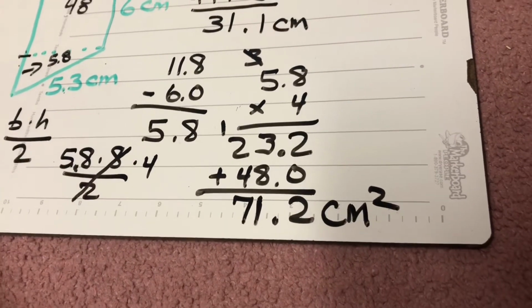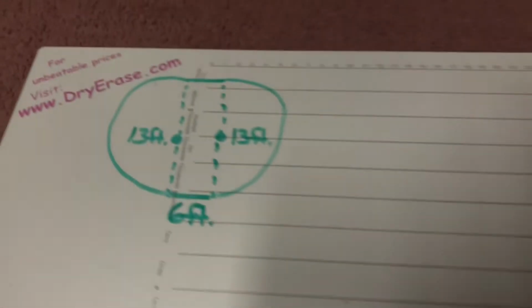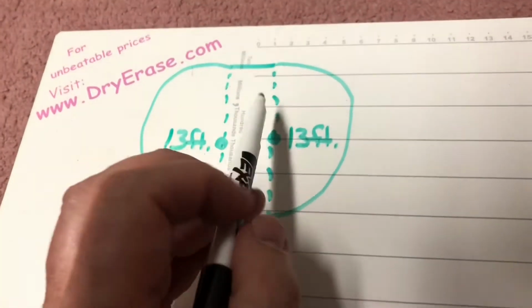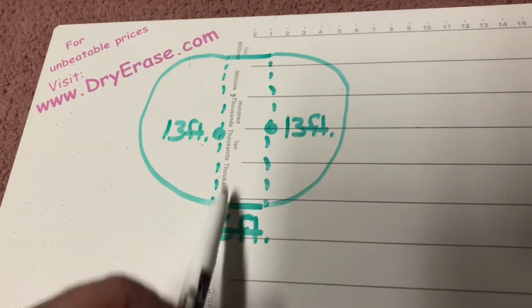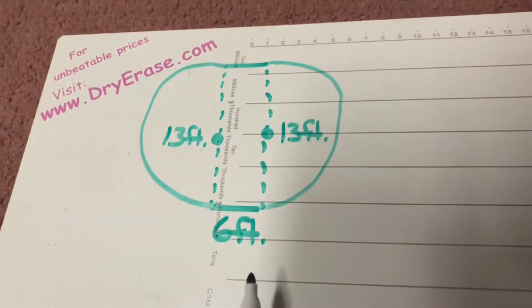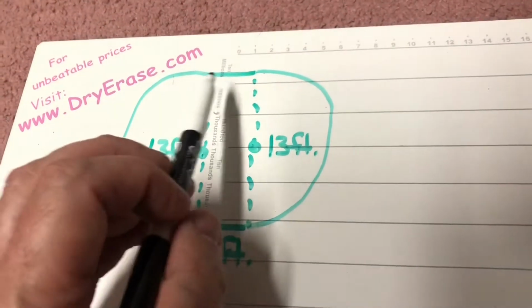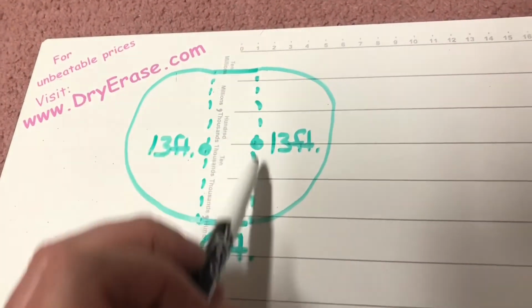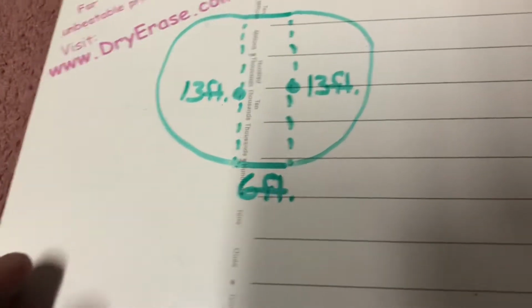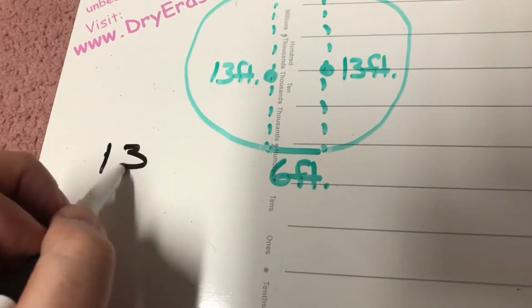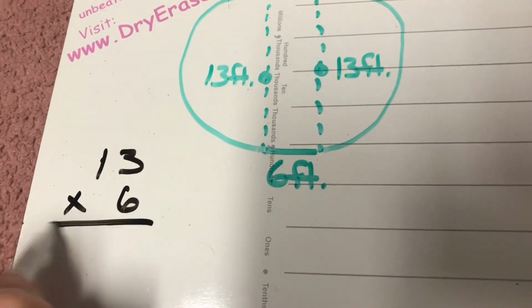All right, let's go ahead and look at the next one. This one here is a little bit different. Here we have 2 semicircles, and we have a rectangle. Well, first of all, I can take care of the rectangle. All right, that's just going to be length, which is 13, times width, which is 6. So I can come over here. That's pretty basic. 13 times 6.